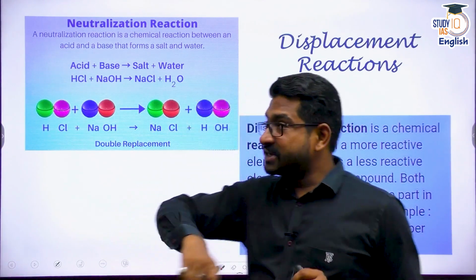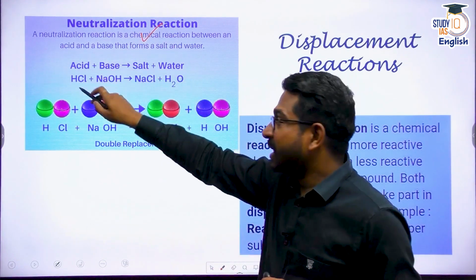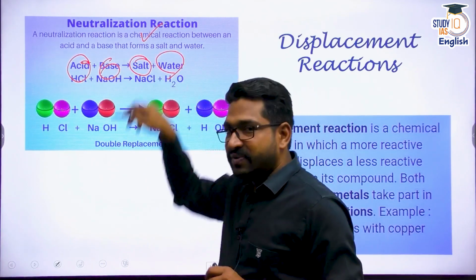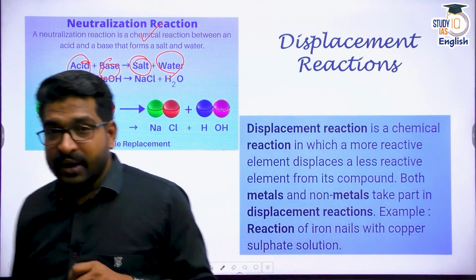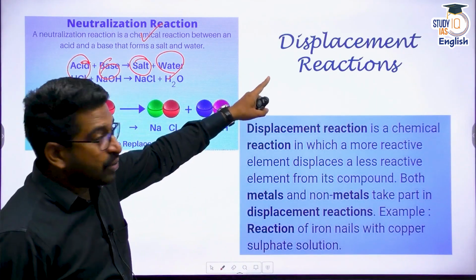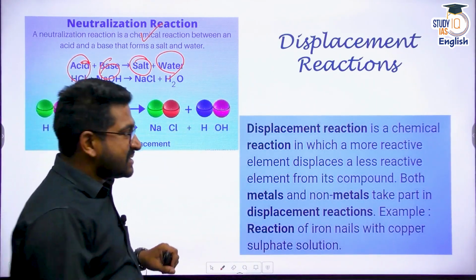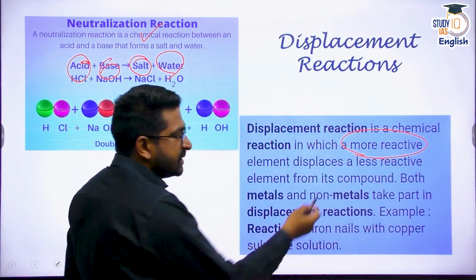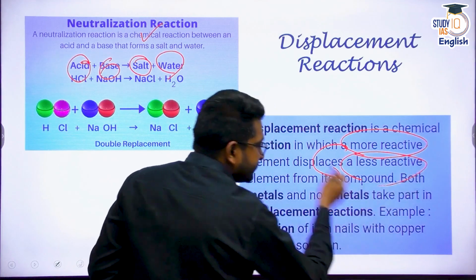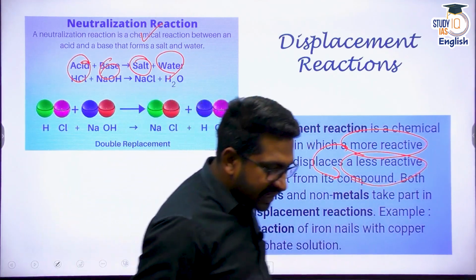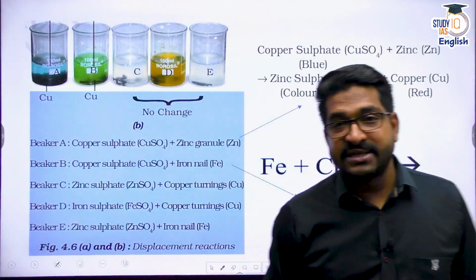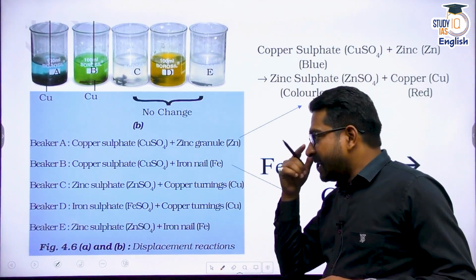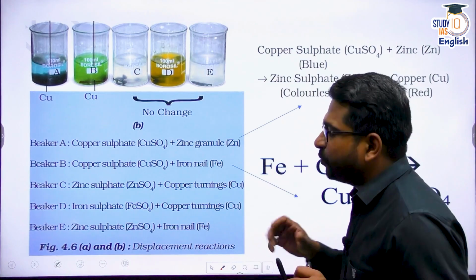Now, in our previous discussion, we spoke about neutralization reaction, meaning when an acid and base are mixed, it leads to creation of a salt and water. Now, we have seen this, correct? Now, when we talk about displacement reaction, what happens here? It's a chemical reaction where a more reactive element displaces the less reactive element. In fact, in our NCERT, there is a very good example and exercise given from which we can learn very nicely.